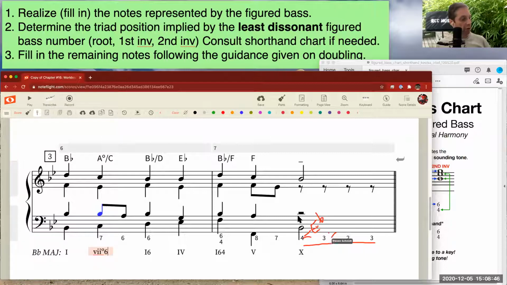This number is going to equal D. The 2 is going to equal C. And the 3 again will equal D. So since the alto is already singing in E flat, that voice is a good candidate for this row of 4 notes.